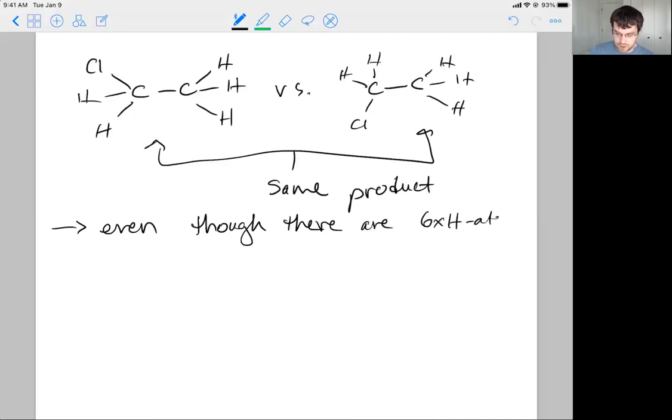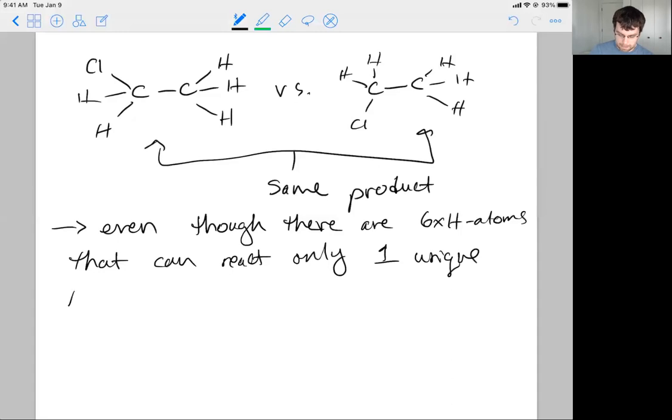So even though there are 6 H atoms that can react, only one unique product forms. So not too bad. You draw the molecule out, you find the hydrogen atom, and you replace one of the hydrogen atoms with one of the halogen atoms that comes in as X2, right?